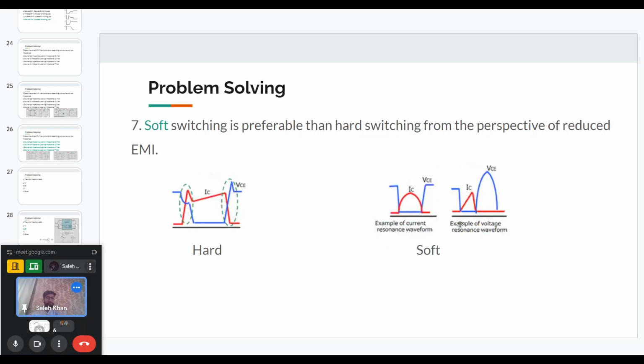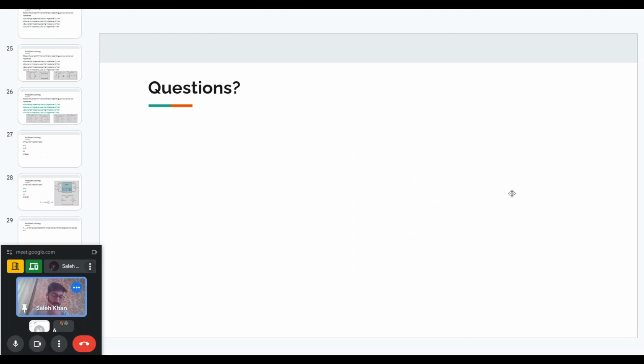For example, this kind of resonant soft switching solution will require some additional components, some additional L and C components, to provide this resonance. And then it will also change the operation of the converter, the dynamics of the converter, as well as the voltage gain of the converter. So you have to choose whether you want to use soft switching or not, depending on your requirements. So these are all the problems that we had.